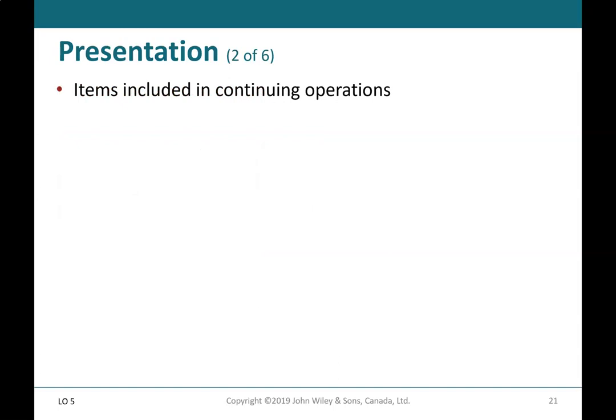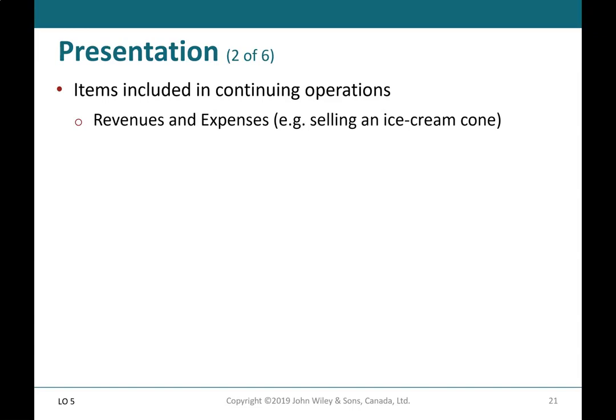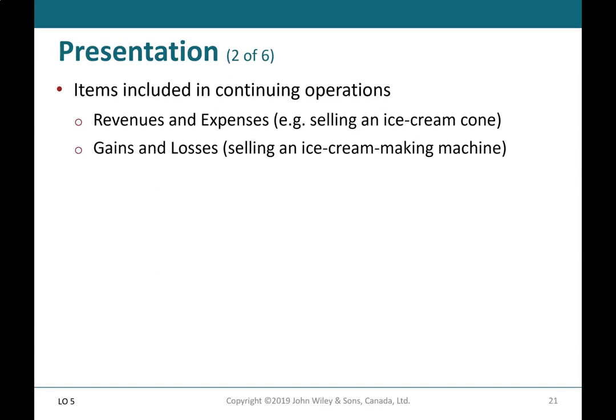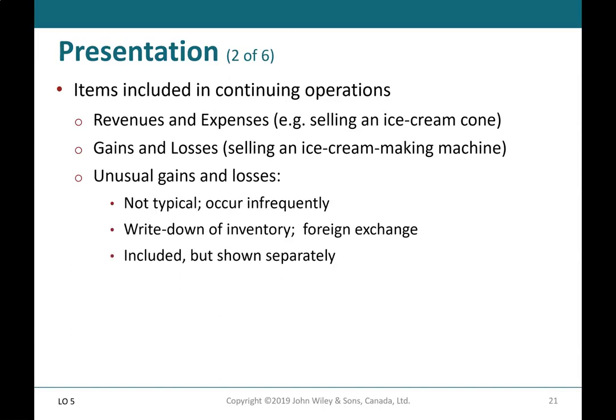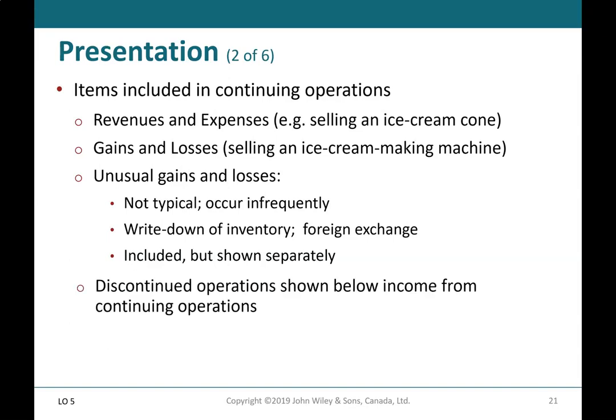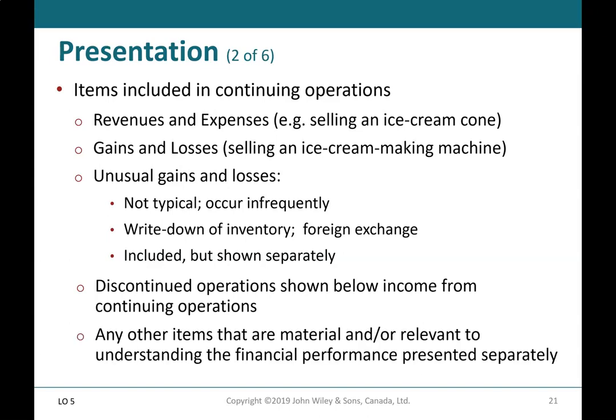Presentation, 2 of 6. Items included in continuing operations. Revenues and expenses, for example, selling an ice cream cone. Gains and losses, for example, selling an ice cream making machine. Unusual gains and losses, these are not typical and occur infrequently. Write down of inventory and foreign exchange are included but shown separately. Discontinued operations are shown below income from continuing operations. Any other items that are material and or relevant to understanding the financial performance are presented separately.